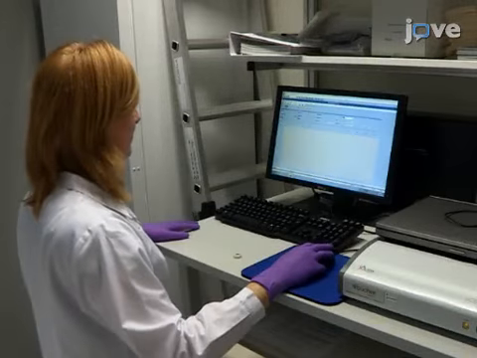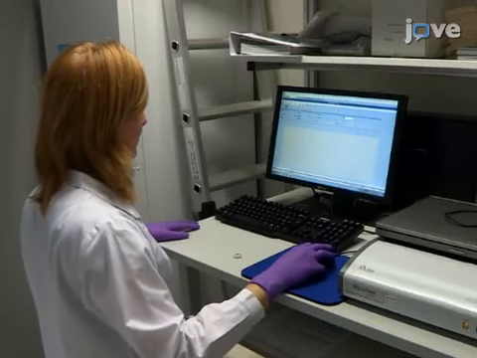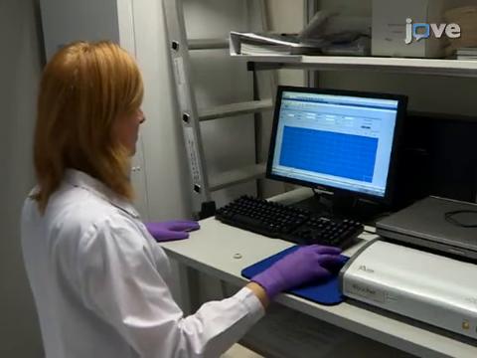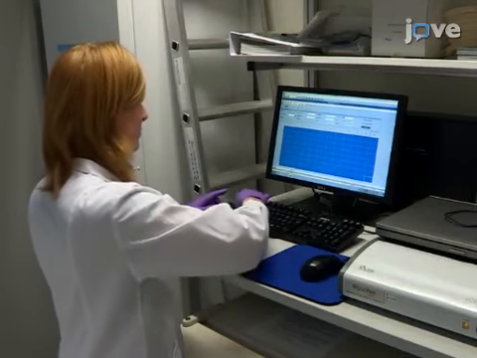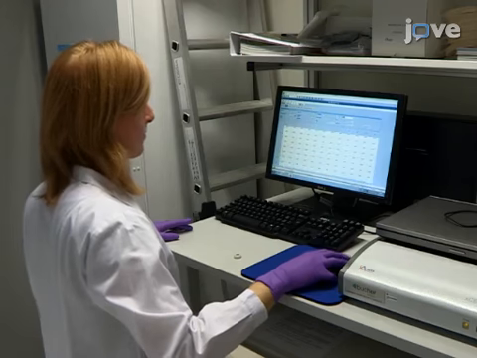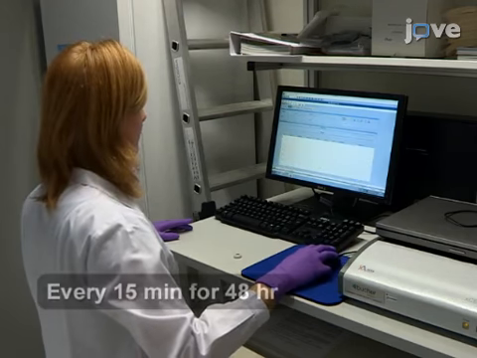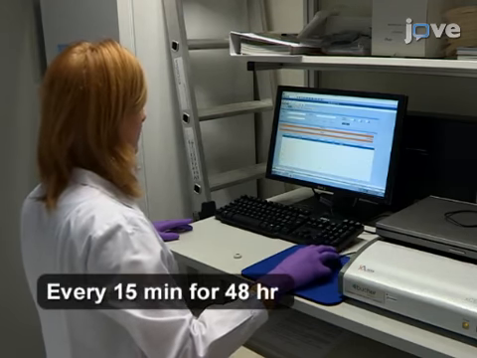To seed the normal human bronchial epithelial cells, or NHBE cells, program the instrument to define the number and duration of impedance measurements. In this study, data is recorded every 15 minutes for 48 hours.